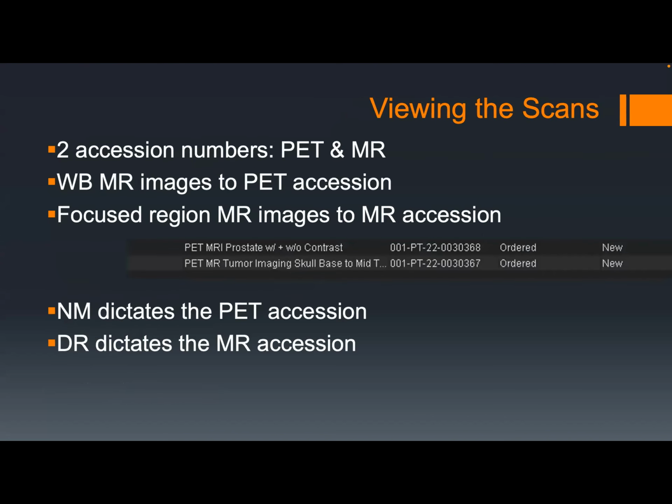As we said, we have 2 accessions. We have the PET accession and the MR accession. The whole body MR images go to our PET accession. So that's the whole body T1 pre-post and T2 or diffusion. And then the focused region MR images go to the MR accession. And then those each route to the appropriate division work list. So nuclear medicine dictates the PET, and whatever division, neuro or abdominal or MSK or whoever dictates the MR accession. So all of these then get read in their divisions, and then we have a little mini divisional conference either by Zoom or in person where we talk about the findings and make sure we agree.